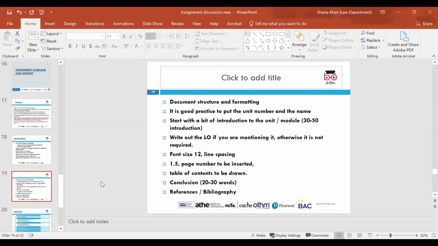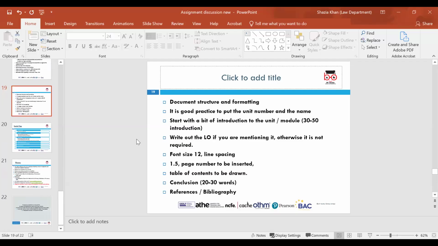Document structure and formatting: make sure that's all nice and professional. It's good practice to put the unit number and name. A bit of an introduction, like I said, write out the learning outcome and write out the question and then answer it under that. Again, 12 point Arial or Calibri, 1.5 line spacing. When you're doing the questions, you can put the table of contents as well. So you need a table of contents to say where each question is, and reference and bibliography.